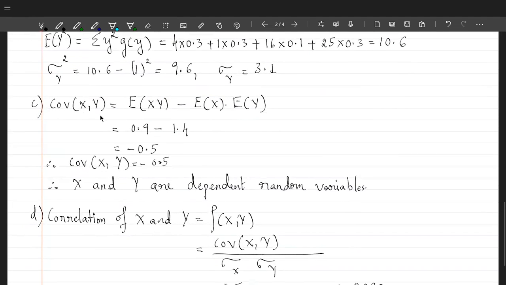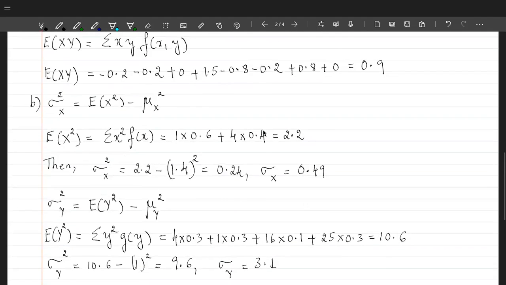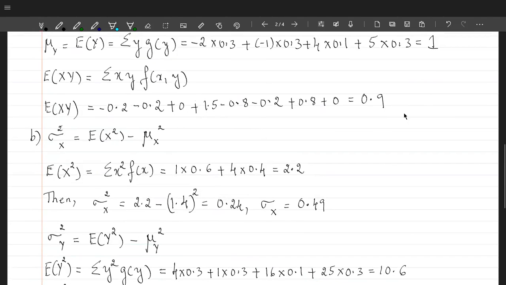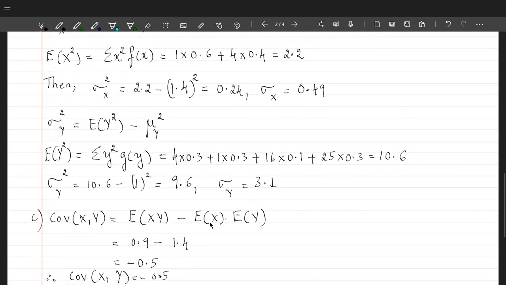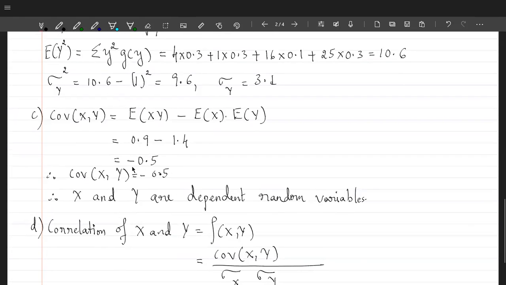Then we calculate covariance of x comma y, which is equal to expectation of xy minus expectation of x into expectation of y. Expectation of xy is already calculated, it's here 0.9, and expectation of x and expectation of y is also already calculated, that is 0.9 minus 1.4 into 1, that is 1.4. So covariance is equal to minus 0.5.